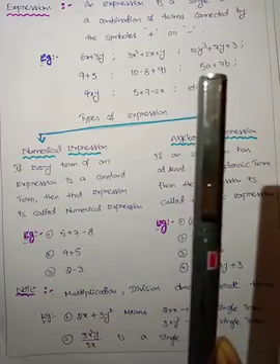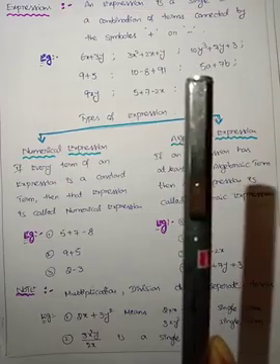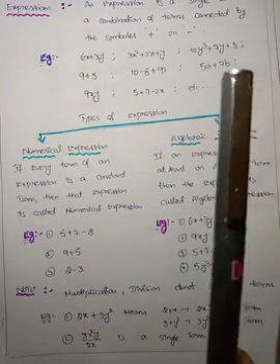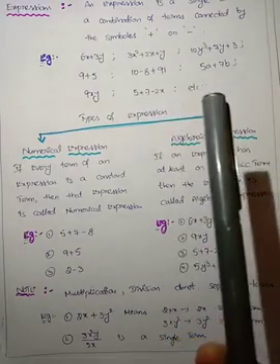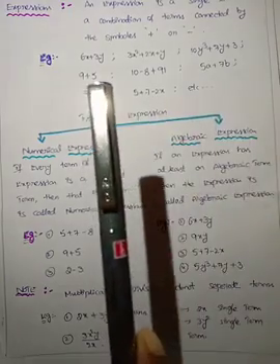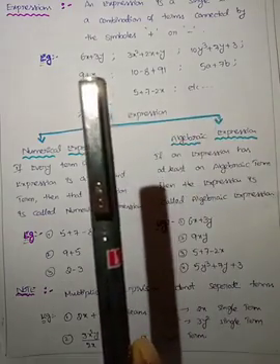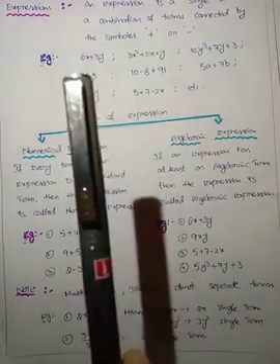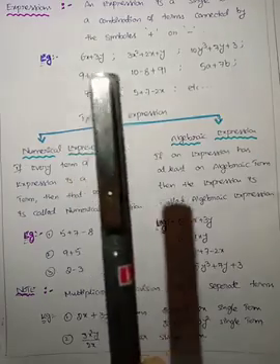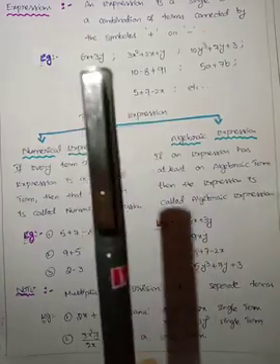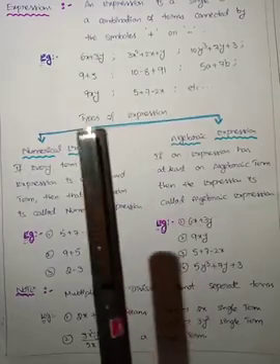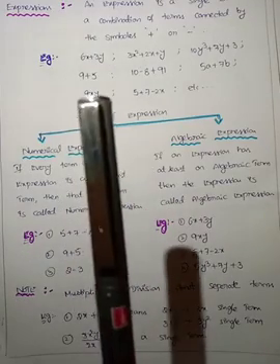Here 5a plus 7b. 5a is an algebraic term, 7b is an algebraic term. It is also an algebraic expression. 9 plus 5, which expression? It is a numerical expression, because 9 and 5 both are constant terms. So 9 plus 5, this expression goes to numerical expression.